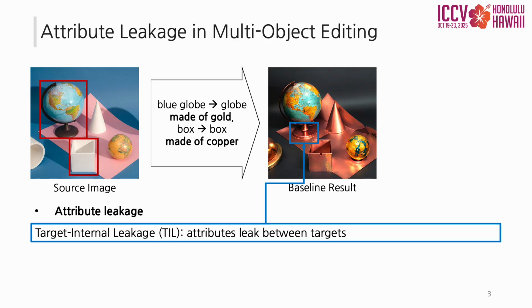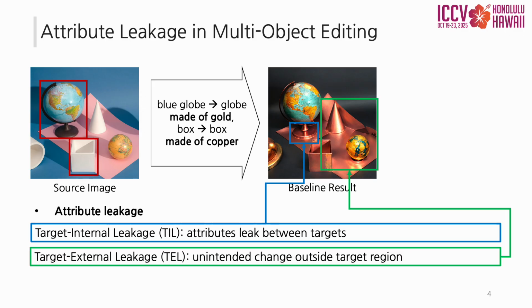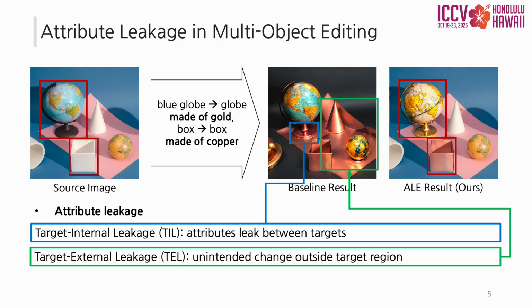The first type is target internal leakage, and this occurs when attributes leak between target objects. As shown in the highlighted blue box, the copper attribute of the box spills into the glove, creating a copper glove. The second type is target external leakage. This occurs when unintended regions like the background are edited. In the green box, you can see that even non-target objects and backgrounds are modified by the editing prompt. However, our method effectively prevents both types of attribute leakage.